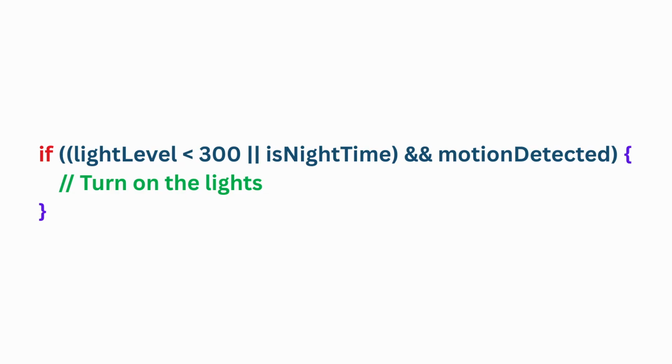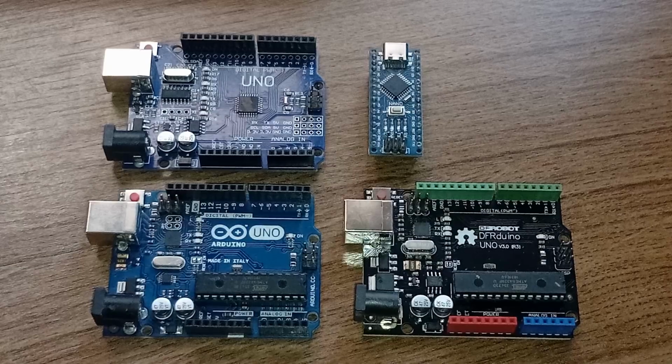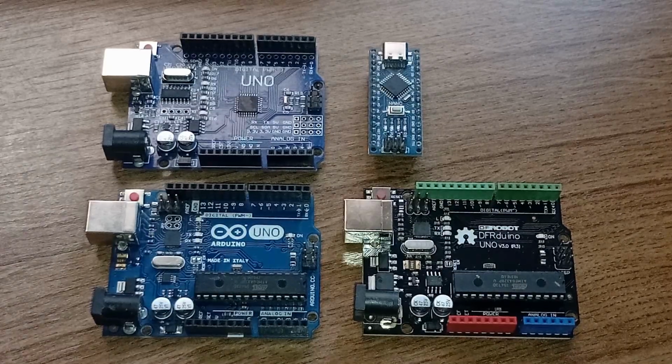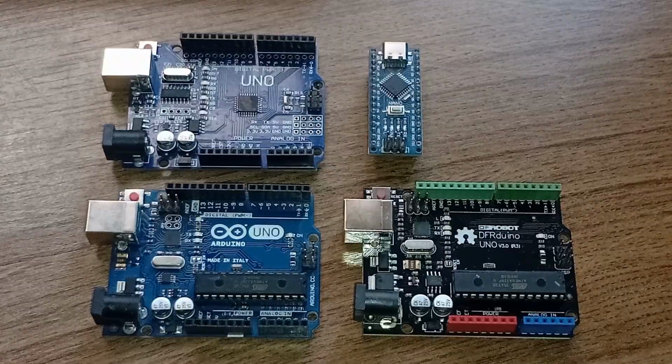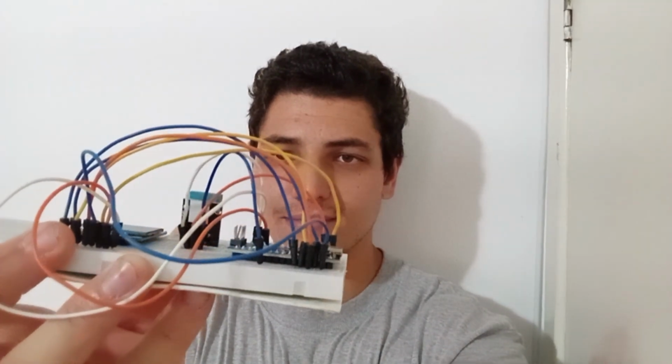This reads as, if it's dark or nighttime and there is motion, turn on the lights. Logical operators are the bridge from simple logic to real-world intelligence. They let your code ask complex questions and act only when the right combination of conditionals is met. Congratulations if you made it this far. There are only 2 coding structures left to study, loops and functions.